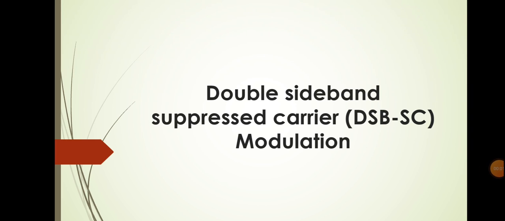Hello students, in this session we will discuss double sideband suppressed carrier modulation. In the previous video we studied amplitude modulation, and by amplitude modulating a signal we get a signal which contains carrier frequencies, upper sideband frequencies and lower sideband frequencies.